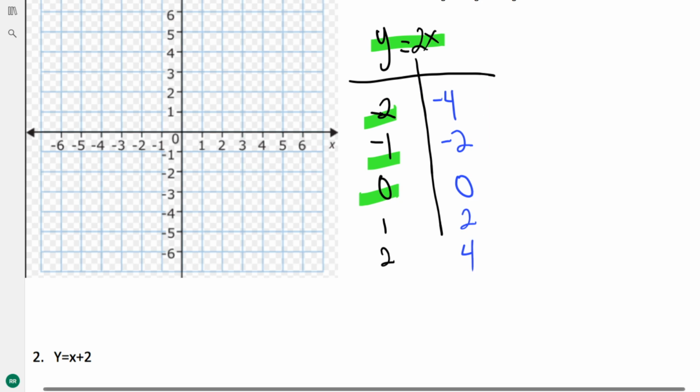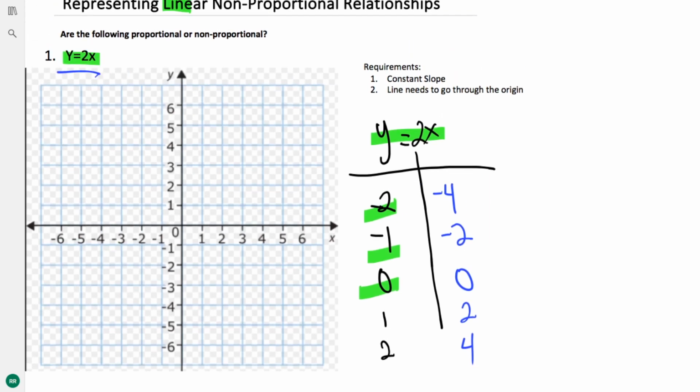Let's go ahead and plot all our points: -2 and -4. Here's a -2, down to -4, -1 and -2, 0 and 0, 1 and 2, and then 2 and 4.